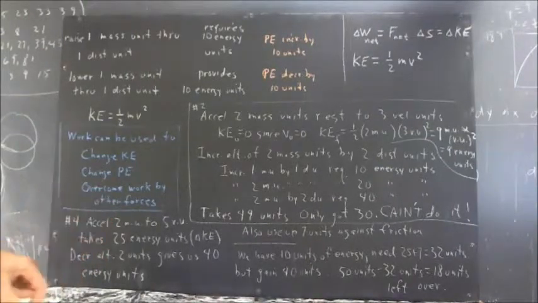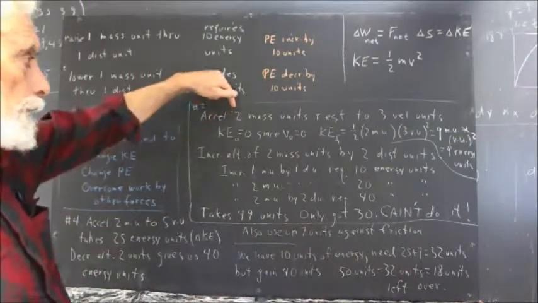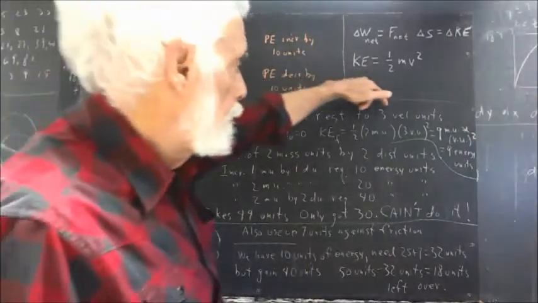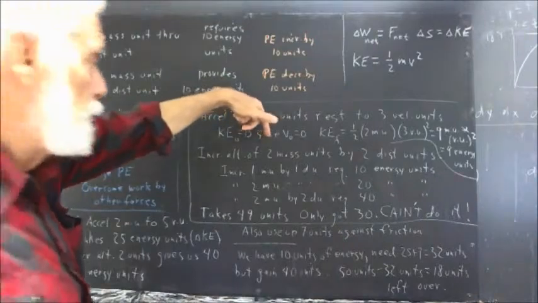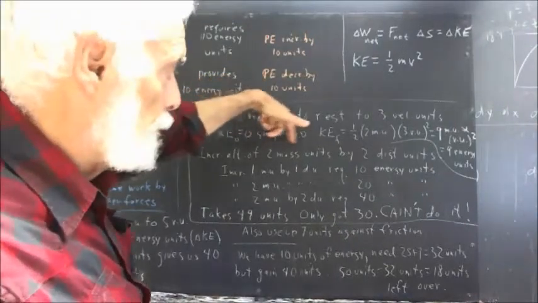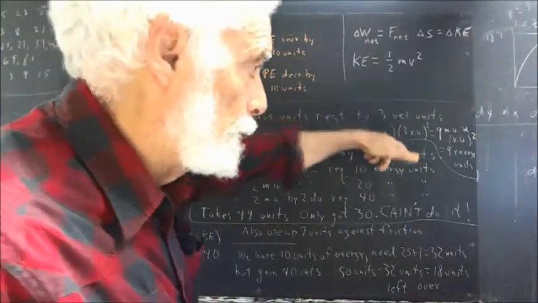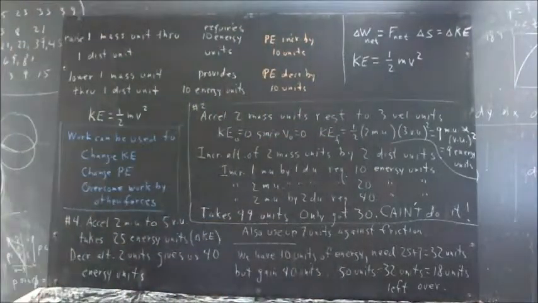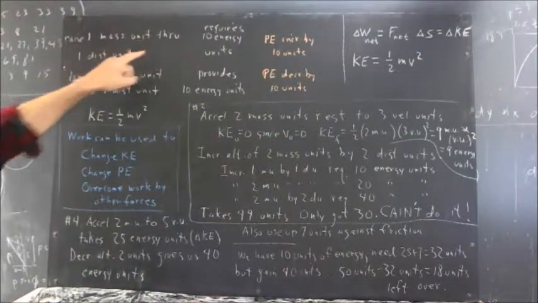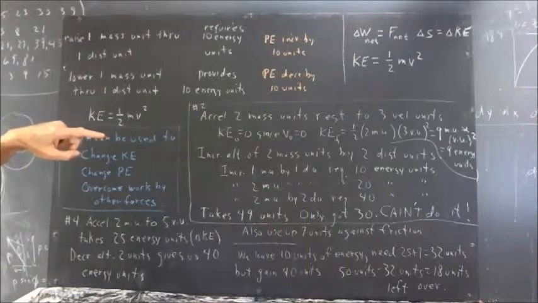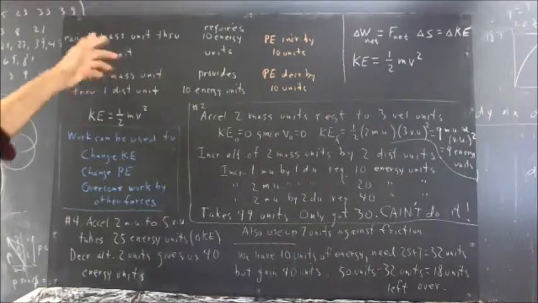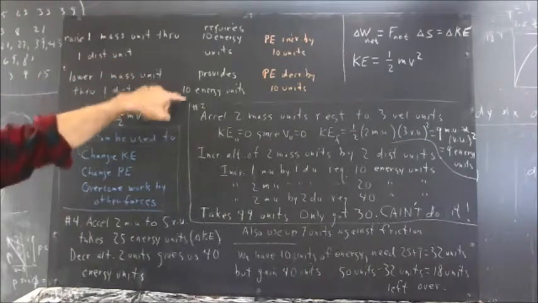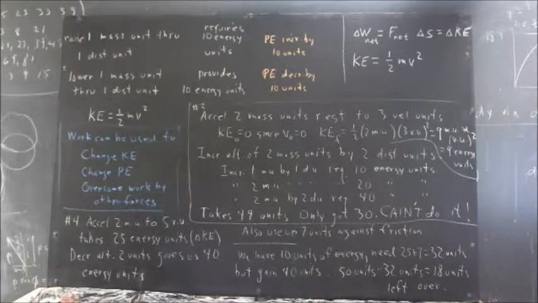Second problem, we want to accelerate 2 mass units from rest to 3 velocity units, and then increase its altitude, the altitude of the 2 mass units, by 2 distance units. We're given the conditions that to raise 1 mass unit through 1 distance unit requires 10 energy units. If you lower 1 mass unit through 1 distance unit, that provides you with 10 energy units, in a way that we'll try to make more explicit.